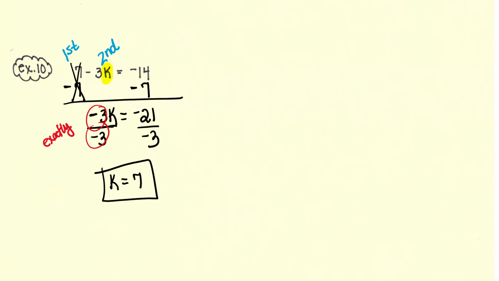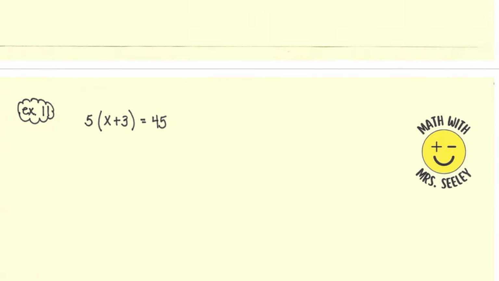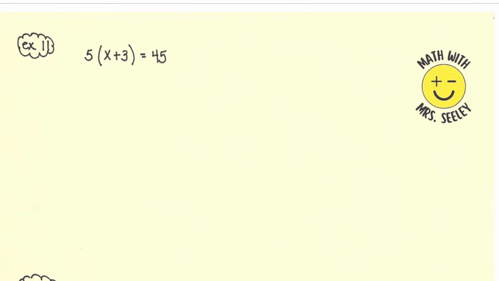All right, let's take a look at these last couple. And on these last examples, I brought in some distributive property. So here, the 5 is going to distribute through the problem. So 5 times x is 5x. 5 times 3 is 15, and drop down your 45.